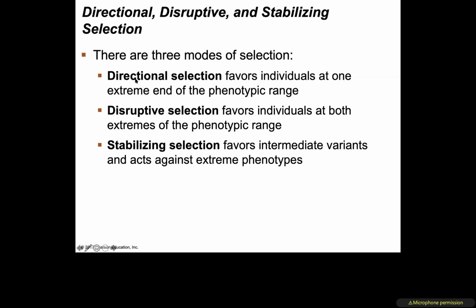So directional selection is going to favor individuals at one extreme or the other. Okay, I'm going to show you some pictures here in a moment. Disruptive selection is going to favor individuals at both extremes, but not in the middle. And stabilizing selection is going to favor the intermediate of the extremes, but not the extremes themselves.